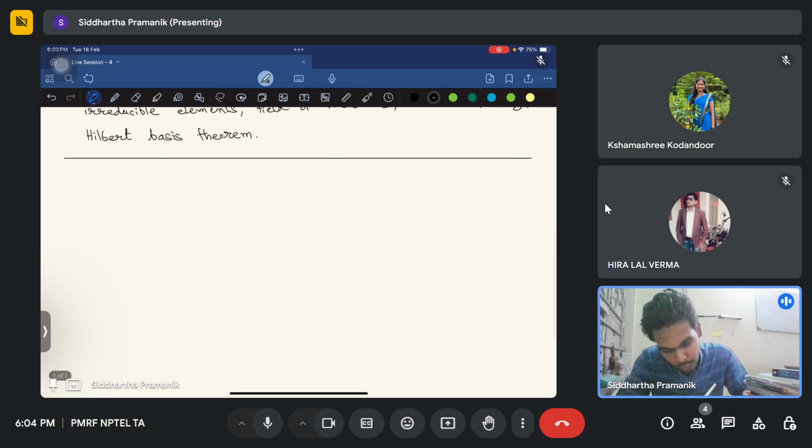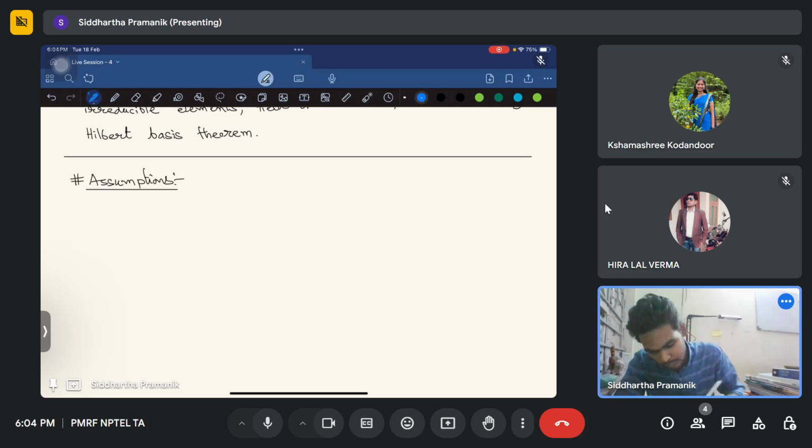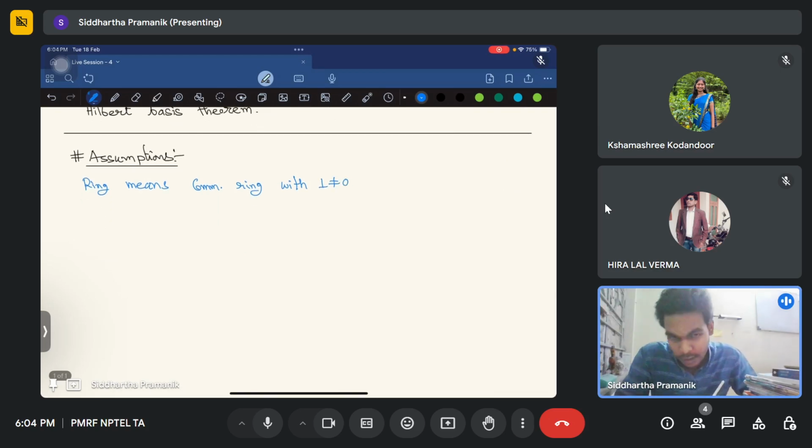So let me put that assumption that all our rings are non-zero rings. So ring means commutative ring with one, and that one should be non-zero. So that means all our rings are non-zero rings. We will assume this condition throughout the course.